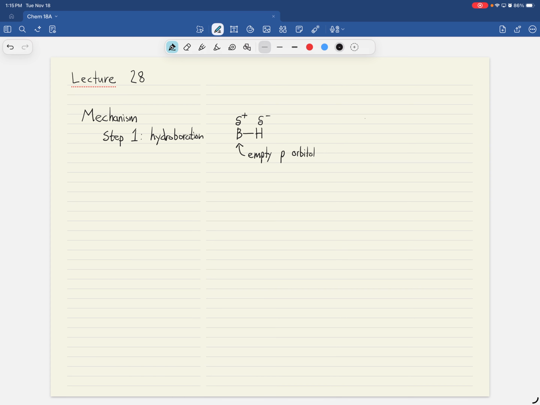So what happens here is that here is a generic form of an alkene. And what boron does, since it has an empty p orbital, is form a complex to the double bond like that. So when the boron and the hydrogen add to this molecule, they add to the same face. This is an example of a syn addition.